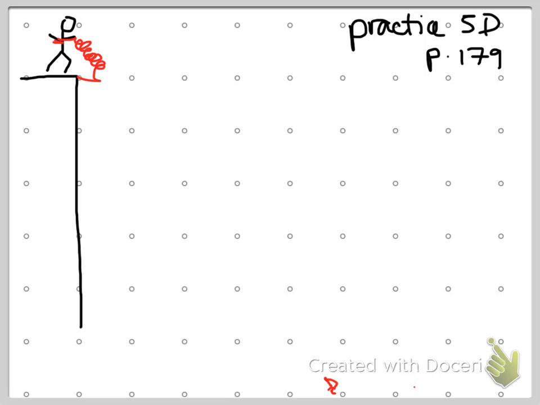Okay, so the bungee cord has an unstretched length of 15 meters. Oh, and by the way, this person is 50 meters above a body of water. So 50 meters is about 200 feet. Yes, it's a bridge, I think.